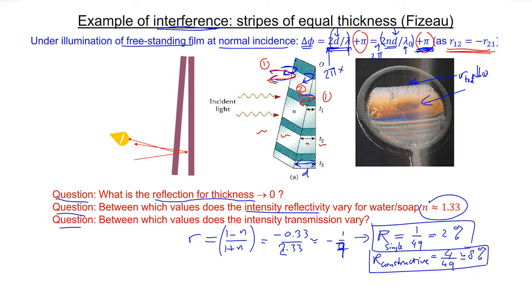You might also wonder between which values the intensity transmission varies, and that argument is relatively simple. The intensity in transmission is 1 minus the intensity reflection. There's no absorption of light, and that means that if the reflection varies between 0% and 8%, from destructive to constructive interference, the transmission varies between 92% and 100%.